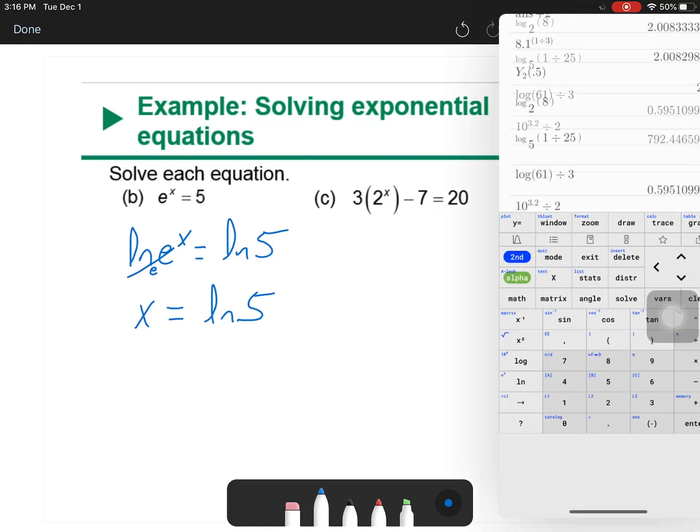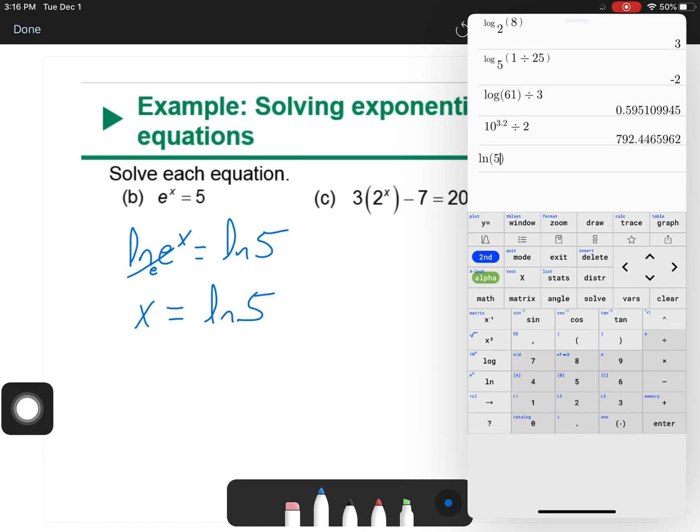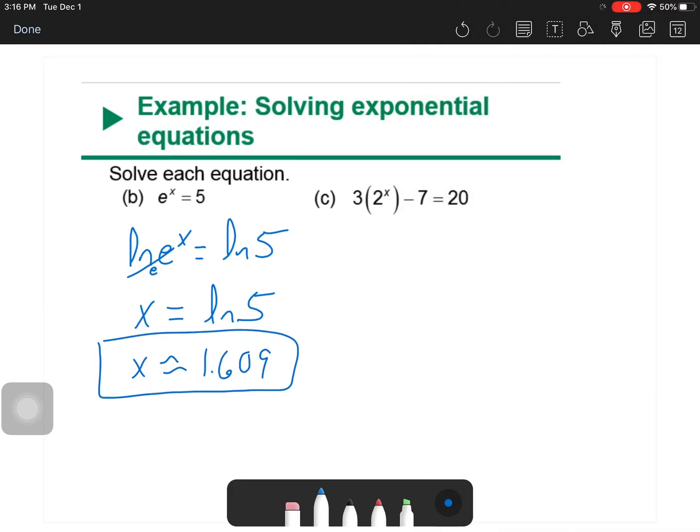And if they said give an exact answer, you'd leave it like that, but we can get an approximate. We can just go to here and type natural log, ln of 5, and enter. You get like 1.609. Okay, so that's how we can solve that one.